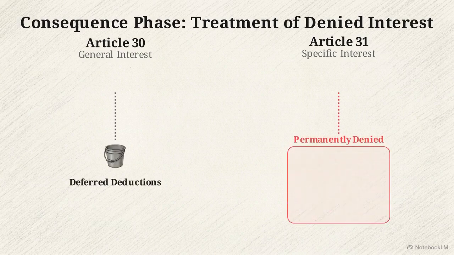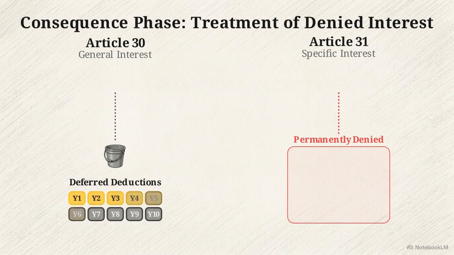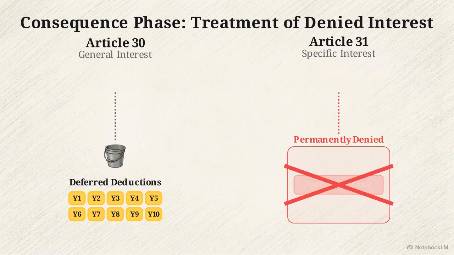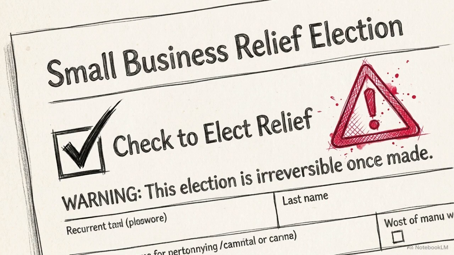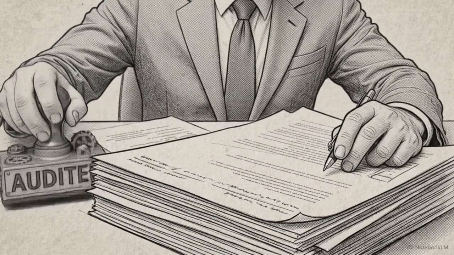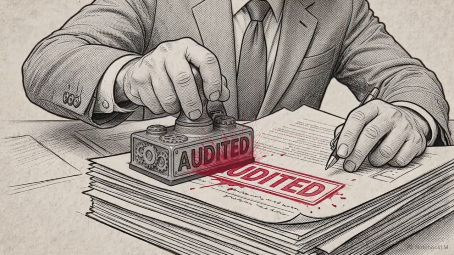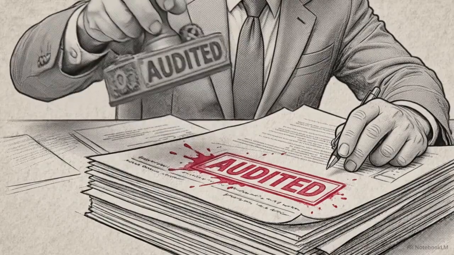How the law treats denied interest depends entirely on which article denied it. General interest expenditure disallowed by the 30% cap under Article 30 is not permanently lost. It is carried forward and can be deducted over the subsequent 10 tax periods. In contrast, specific interest disallowed under the anti-abuse provisions of Article 31 is permanently denied. There is no carry forward available. One final caveat. If a company elects to use small business relief, it forfeits the right to carry forward unutilized interest from that period. Calculating total debt is no longer sufficient. Practitioners must rigidly classify the source and the purpose of every loan to avoid permanent base erosion penalties.